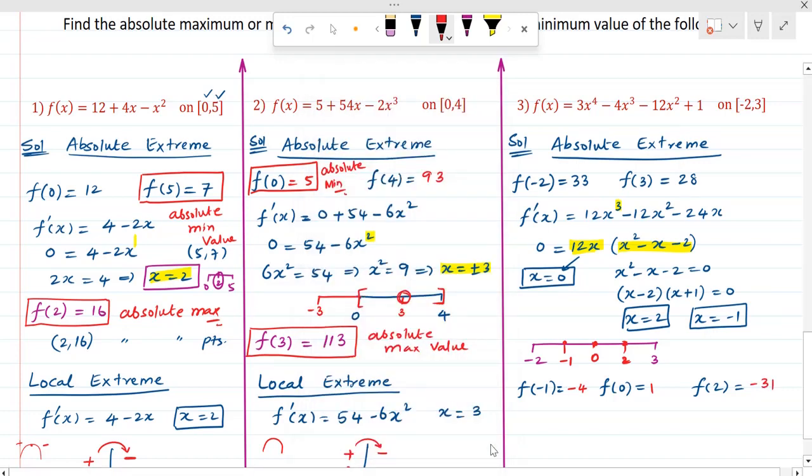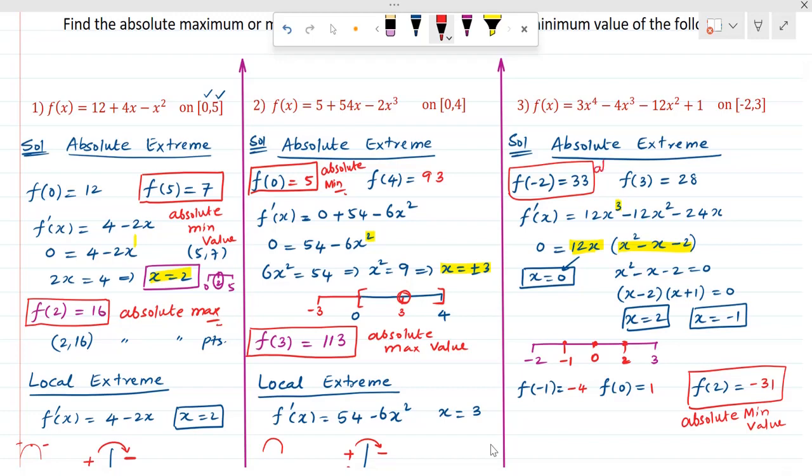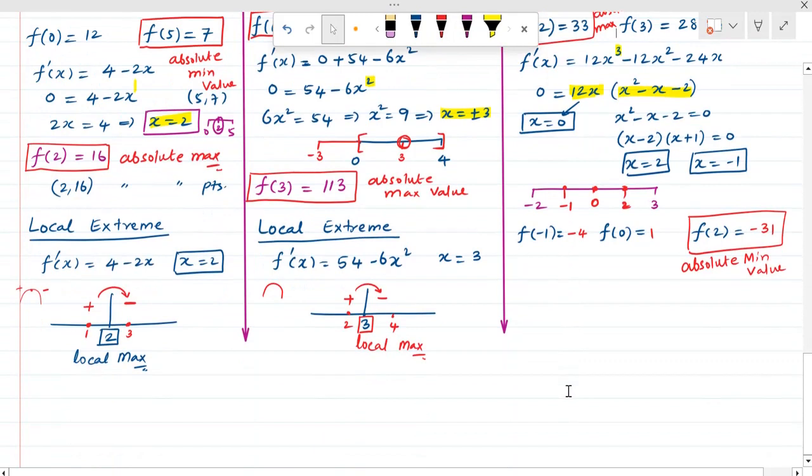So what is the minimum value? We will have the minimum value at this point, which is negative 31. So this is my absolute minimum value. What is the maximum value? This is the maximum, so here we will have the absolute maximum value.